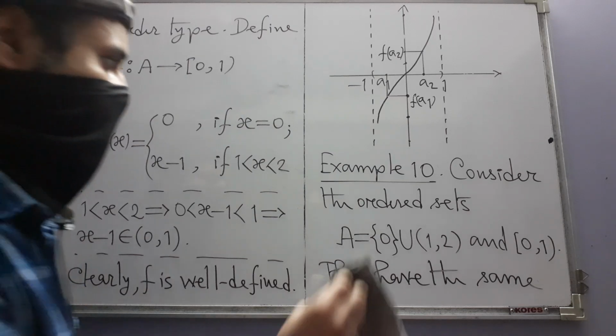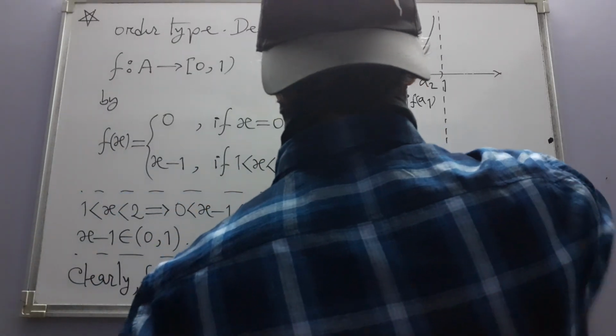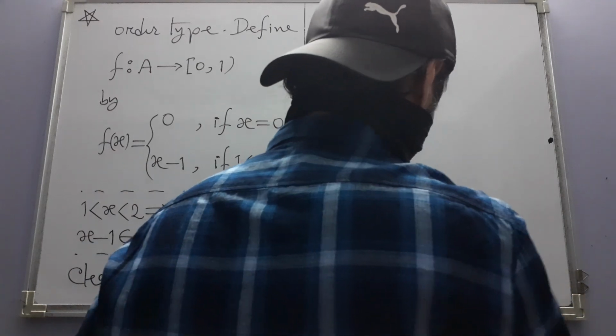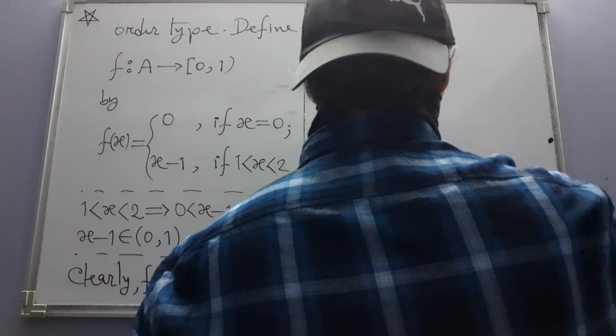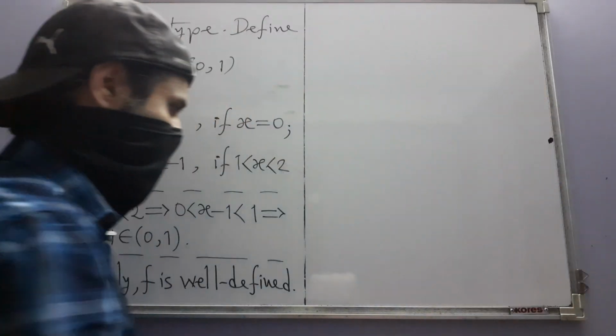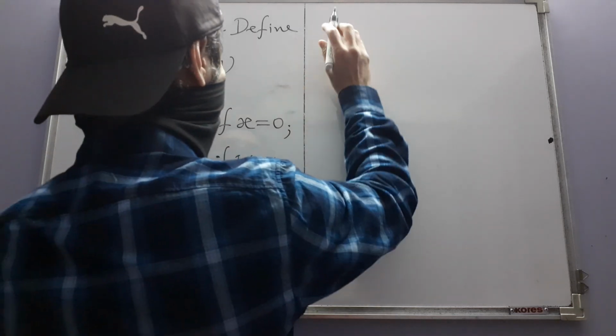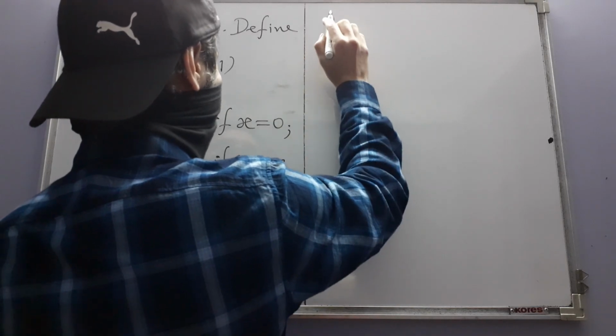Okay, so next what do we do? Next let us show that the function is a bijection. It is both one-to-one as well as onto. So let's show the one-to-one part first.